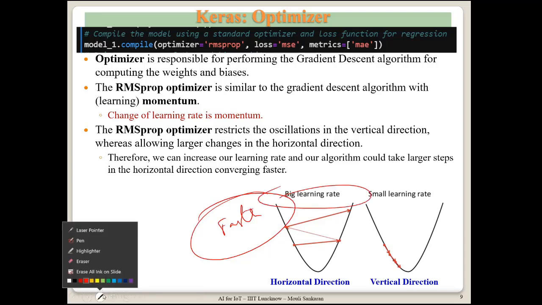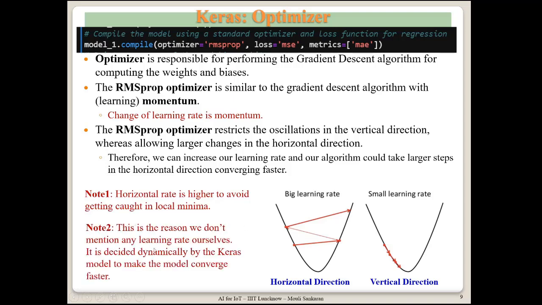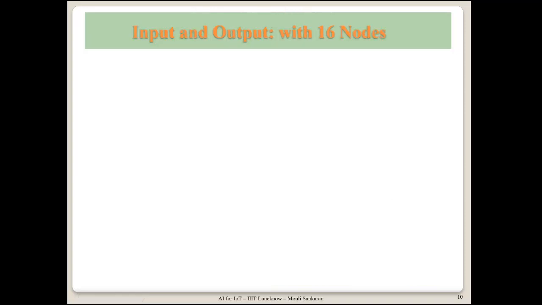Normally in TF, you will not see it. It will be much better when you do it in Keras with the RMSprop optimizer. That's the understanding you should have. The horizontal rate is higher to avoid getting caught in local minima. This is the reason we don't mention any learning rate ourselves. It is decided dynamically by the Keras model to make the model converge faster. I hope this is clear. This is the most important thing we should know.